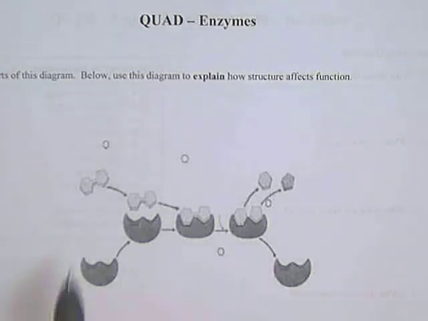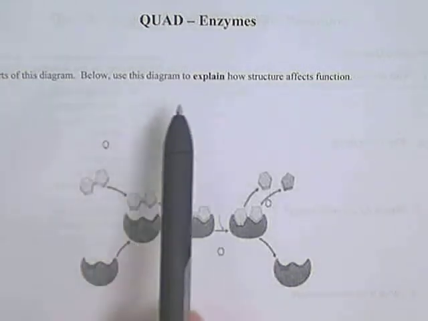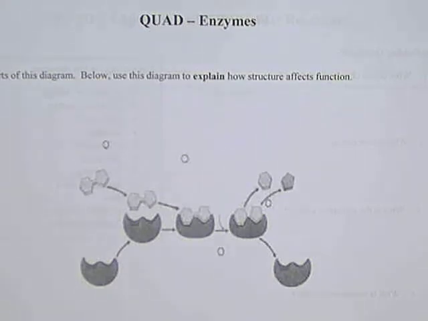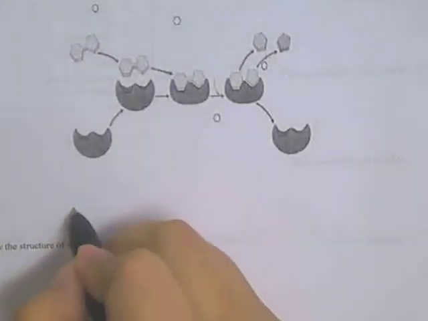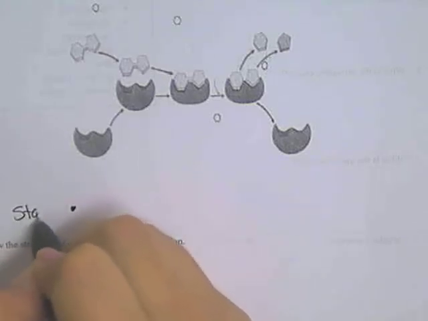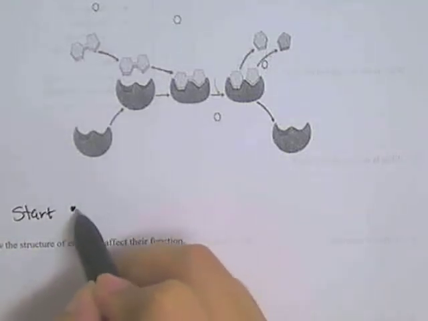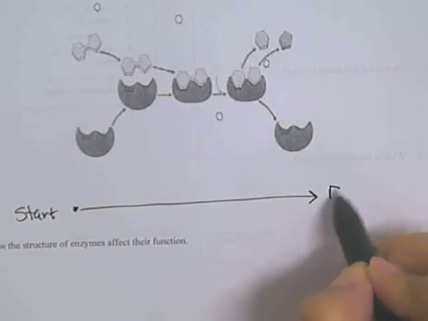The instructions tell you to label the parts of the diagram and then below use this diagram to explain how structure affects function. The first thing I'm going to do is clarify that this point over here is the start of this reaction, and then this point over here is the end of the reaction itself.